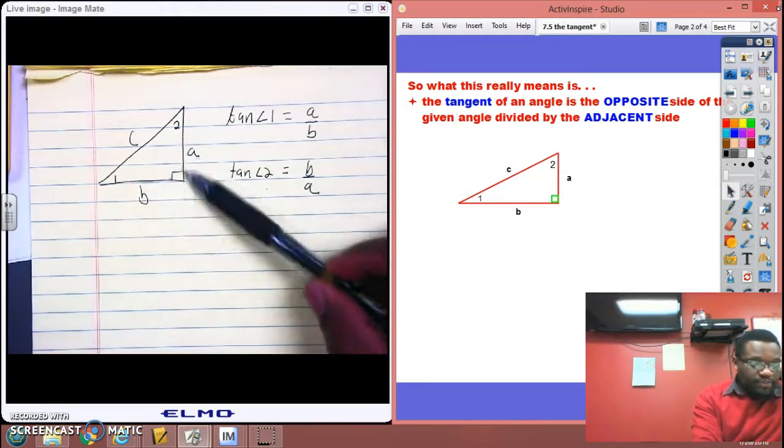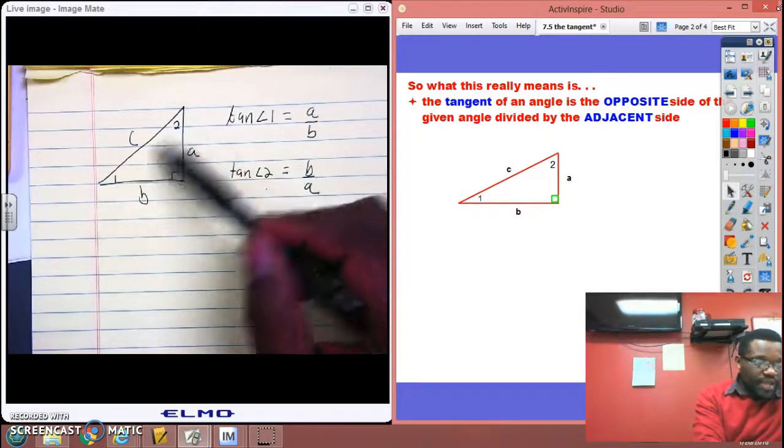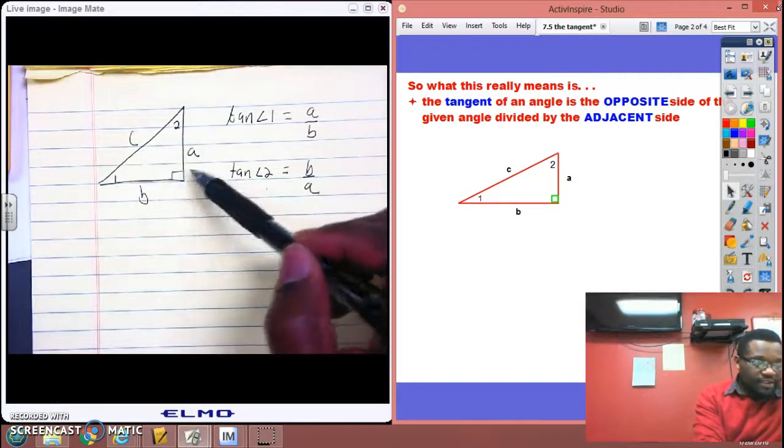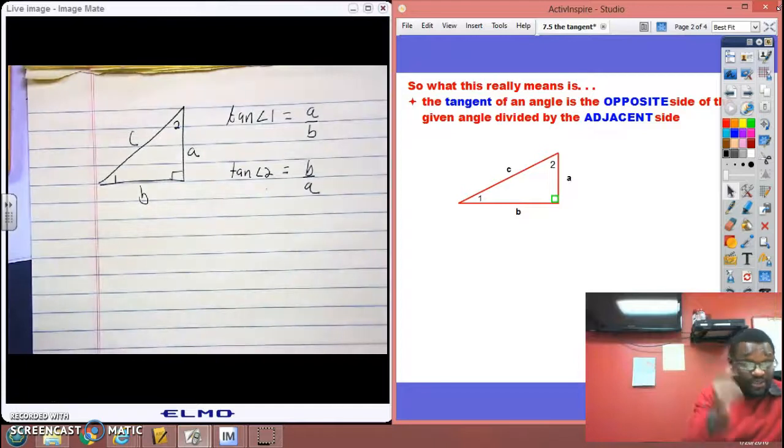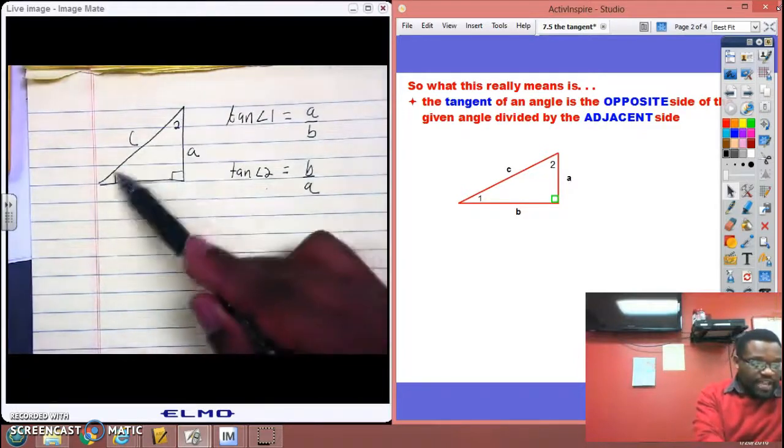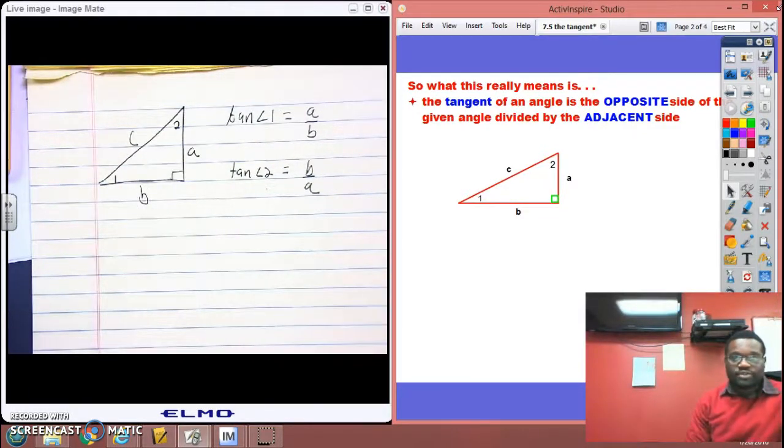We never worry about the 90-degree angle. It's always the acute angles, okay? Not the 90-degree. What is acute? Less than 90. So it's always the angles that are connected to the hypotenuse, so to speak.